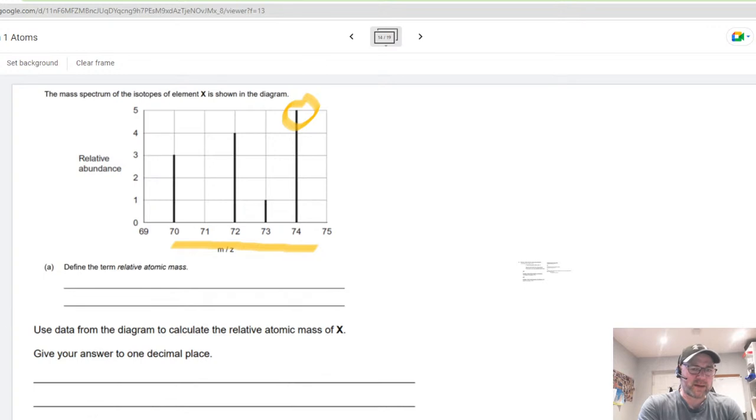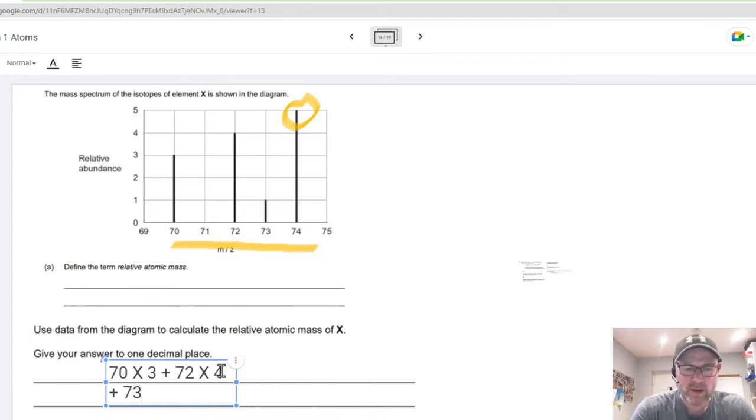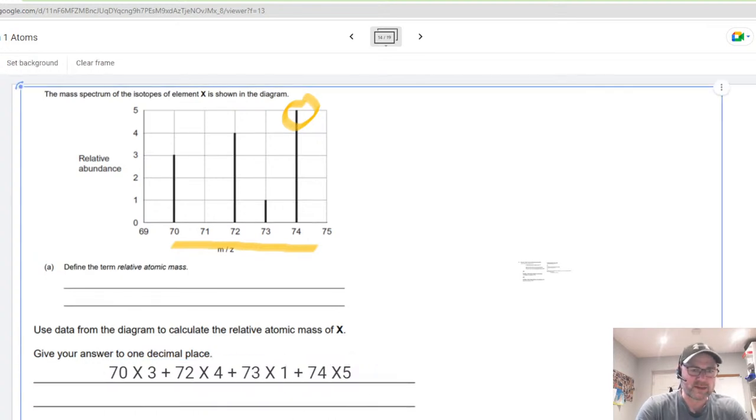Did you times by the abundance? So this is just doing one of your isotopic ones. You're just going to do 70 times 3. You guys might be right and I might be wrong. There is always a high possibility of this. But did you do 72 times 4? And then did you add that to 73? Remember, you've got to times the abundance. It's just the same as GCSE. It just looks a bit different. I haven't put mine in brackets, excuse me. And then times 5, like that. And then did you divide by 13?